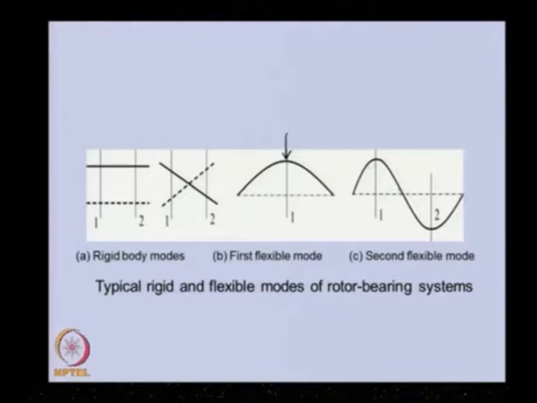But when we come to the second mode, you can see this is a full sine wave, and to balance this we require two forces, because this will diminish the amplitude here and here. So, up to the second mode we require two planes to balance. This is the basic principle of flexible mode and rigid mode balancing.